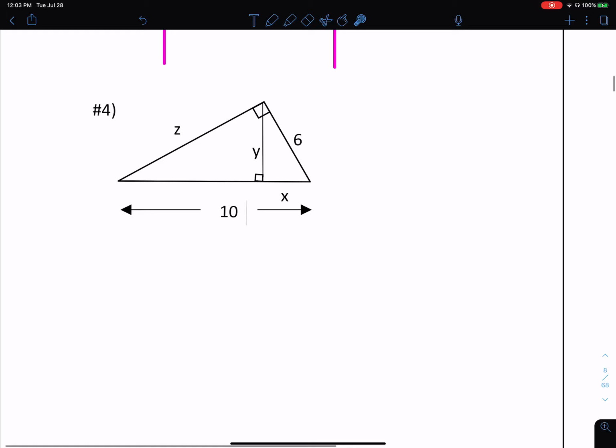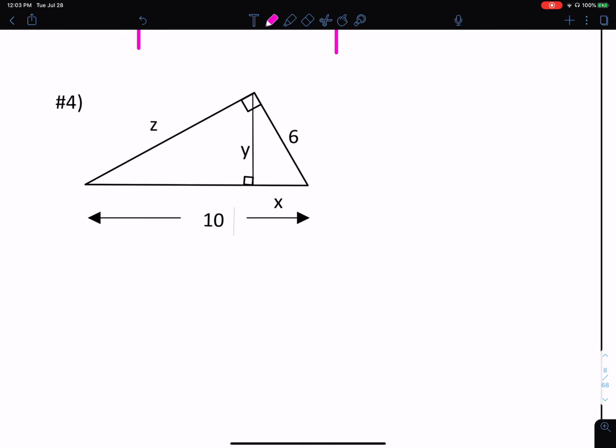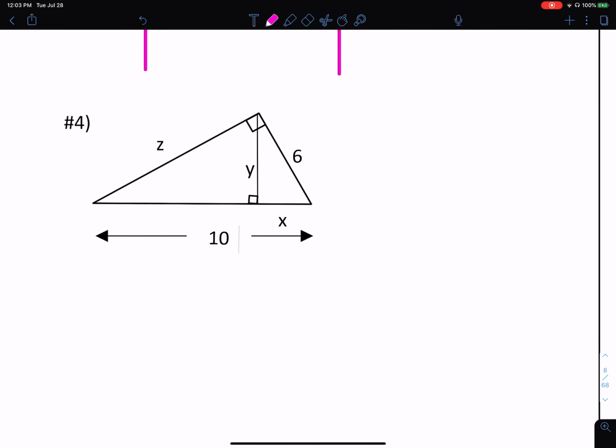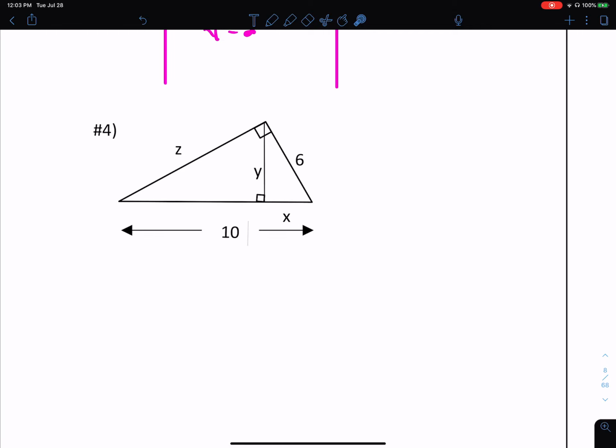Let's check out number 4. This one's a little more complicated. There's all kinds of algebra we can do to make it complicated, such as we could write this down as 10 minus x. Let's not do that. Let's first see if we can write down a geometric mean equation for this in which we would only have one variable. And we could do that here.